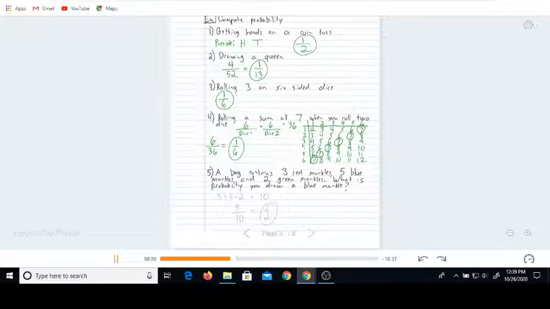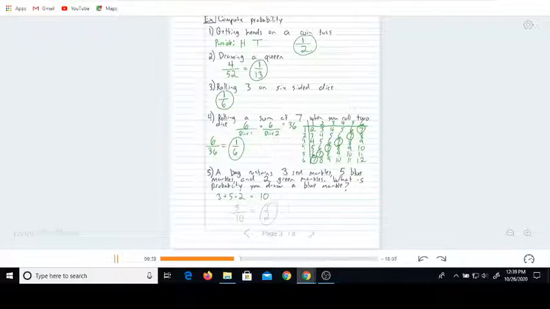Alright. So let's go ahead and look at number 5. So in example number 5, we got a bag that contains 3 red marbles, 5 blue marbles, and 2 green marbles. What is the probability you draw a blue marble? So we got to figure out all the possibilities. So there's 3 red marbles plus the 5 blue marbles plus the 2 green marbles. So there are 10 marbles in the bag. So there's 10 possibilities here.